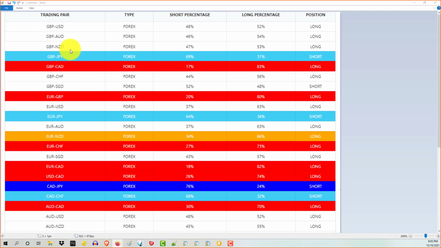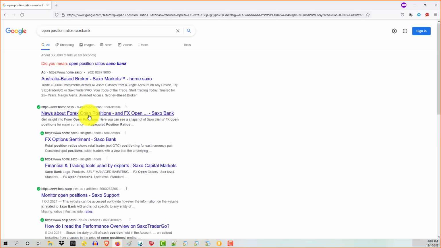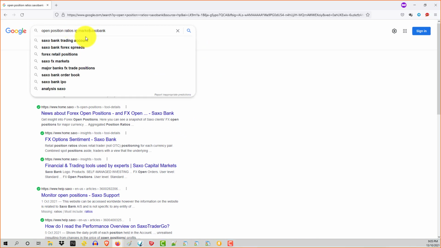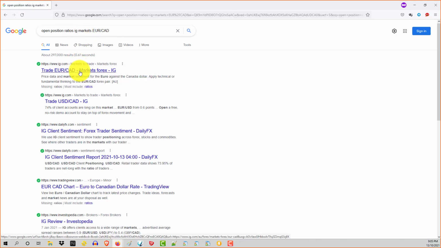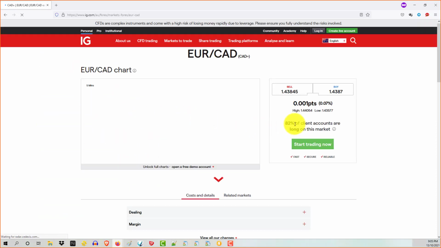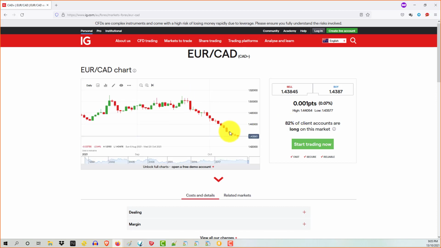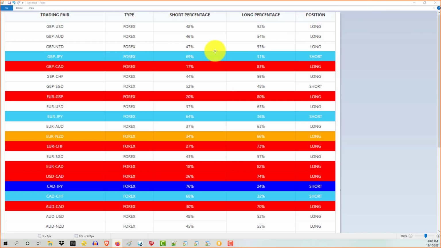You can find these by simply going to open position ratios, IG Markets. Saxo Bank has some too, but actually you don't even have to type IG Markets. You can type the currency pair, like the EURCAD, and as you can see here, 82% of the traders are currently long this market. We're looking at the same chart, but they're looking at this chart and thinking, I want to buy. I am literally going against 82% of these traders at IG Markets because I want to sell, right? So I use this as a proxy for trend strength.